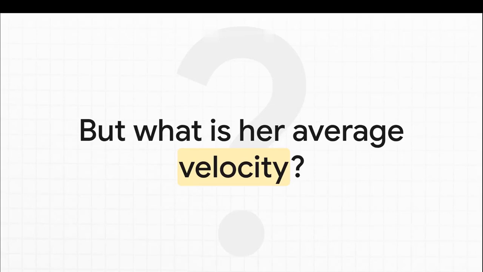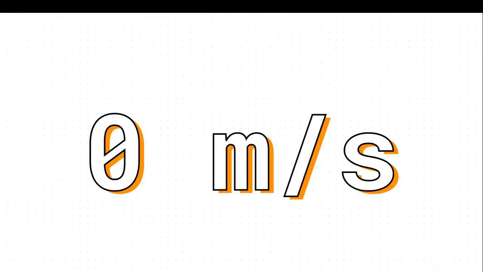Okay, but here it is. This is the key question. What was her average velocity? Think about its definition. Displacement divided by time. 0. Her average velocity was 0 meters per second. But how? Well, because she finished her swim in the exact same spot where she started. Her total displacement was 0. And if your displacement is 0, your velocity has to be 0, even though she was actually swimming at a good clip.